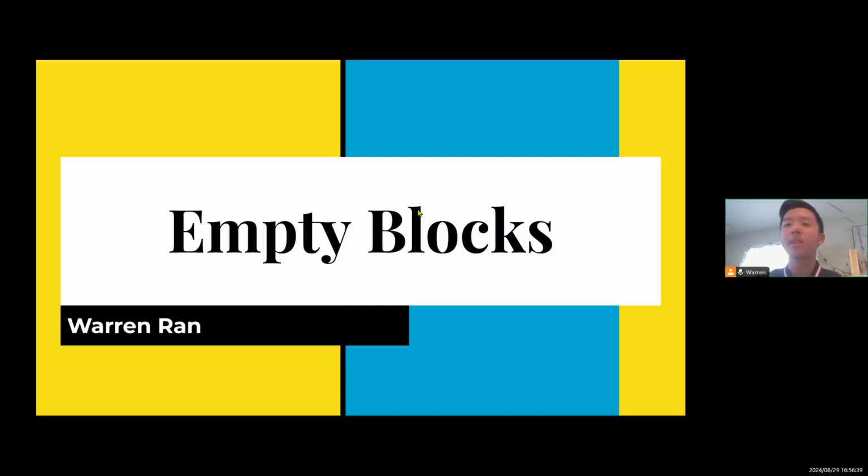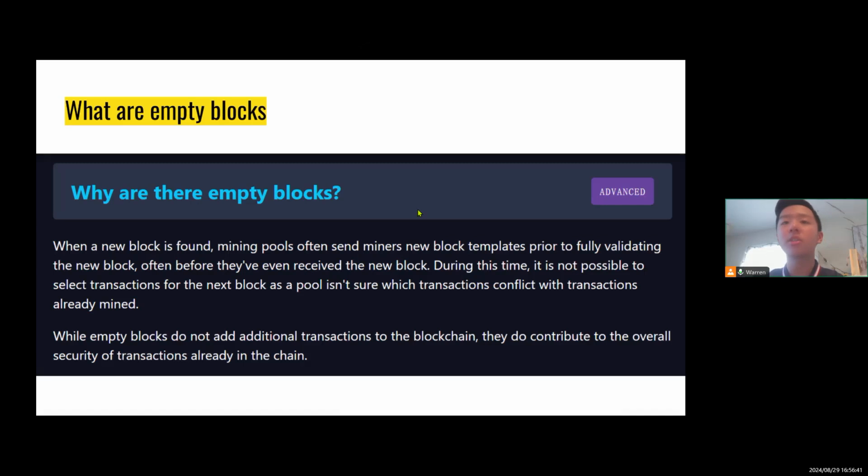In today's video, we're gonna talk about empty blocks on the Bitcoin blockchain. First of all, let's look through what empty blocks are. Empty blocks are blocks that are found that do not include any transactions on the Bitcoin blockchain. They're usually produced by mining pools and caused by various reasons.